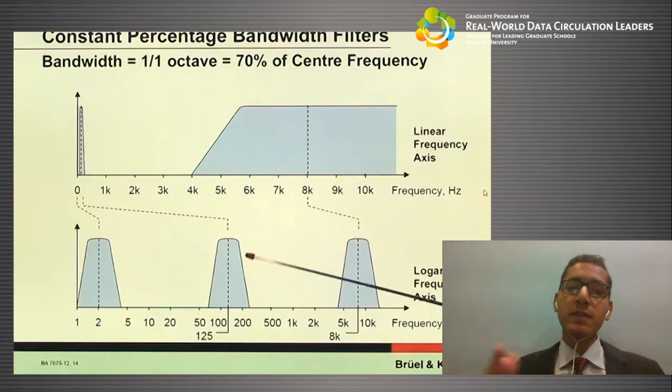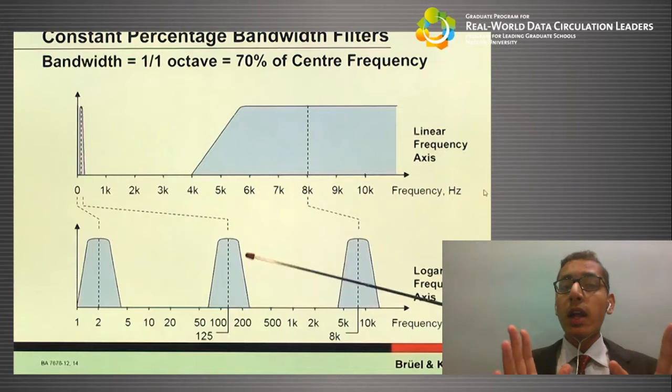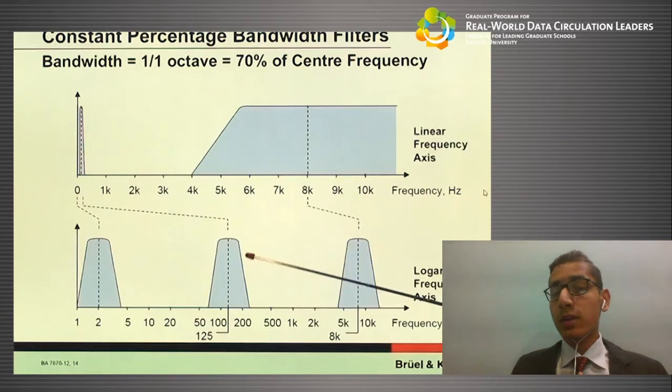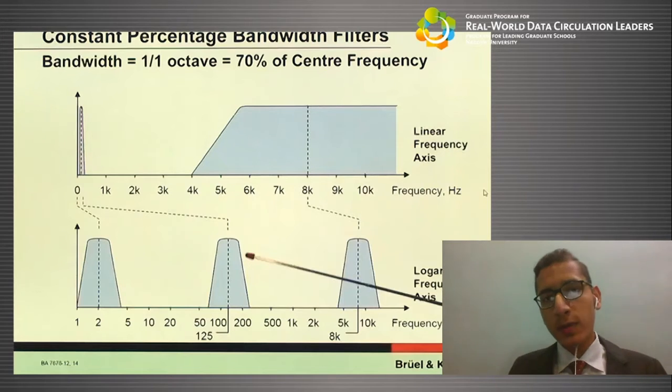Now we have constant percentage bandwidth filters. Now we have 1 over 1 octave, that is 70% of the center frequency. Now, first the constant bandwidth was given in hertz, but now it is given in octaves. And as we know, the logarithmic scale uses the octave system.